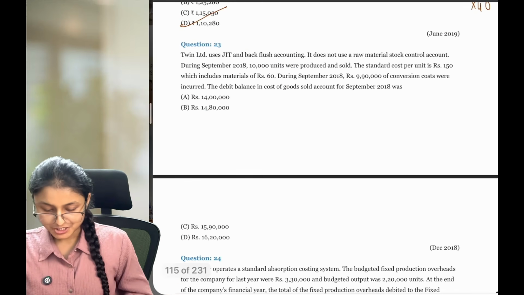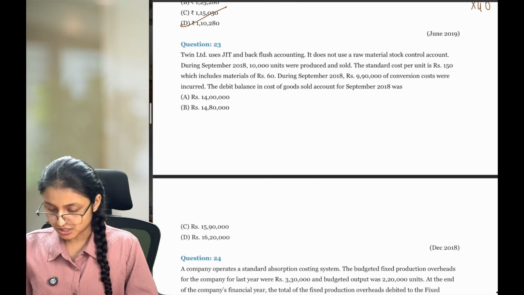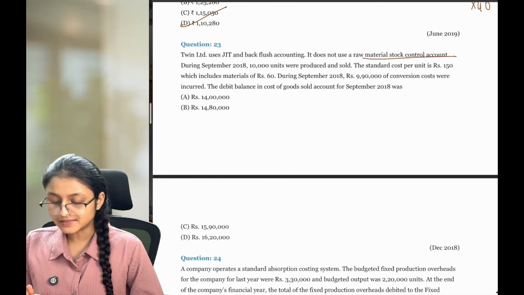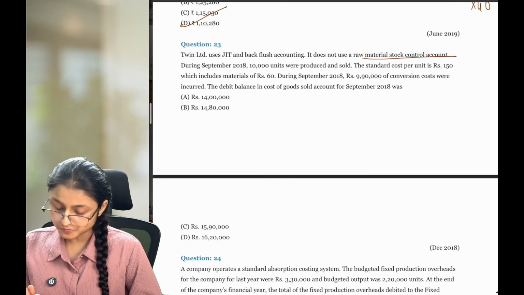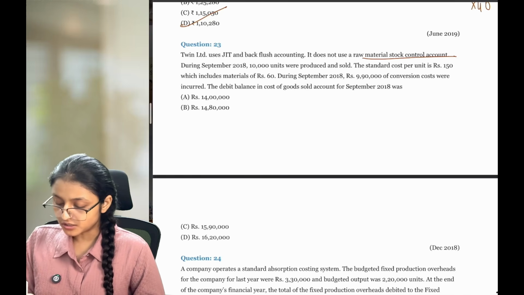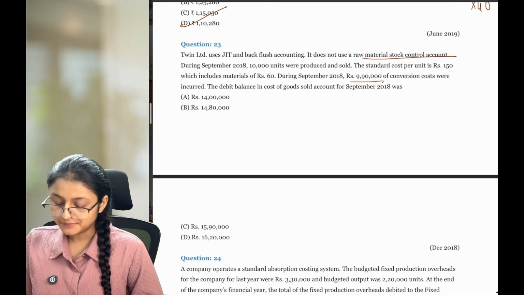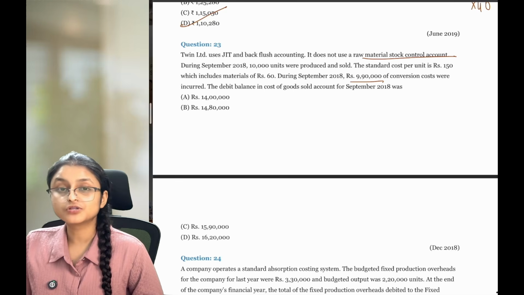Okay. Next, Twin Limited uses just-in-time and backflush accounting. It does not use a raw material stock control account. During September 2018, 10,000 units were produced and sold. The standard cost per unit is 150, which includes material as 60. During September 2018, the actual conversion cost which we incurred is 9,90,000. The debit balance in cost of goods sold account for September 2018 was?